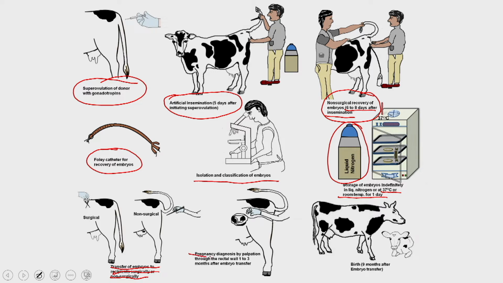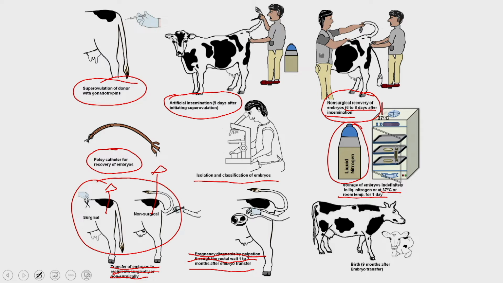Then you can detect the pregnancy by palpation through the rectal wall, 1 to 3 months after the embryo transfer. In this step, you have to ensure that the donor as well as the recipient females are in a synchronous estrous cycle, so that the hormonal profiling of the donor animal and the recipient animal are the same.